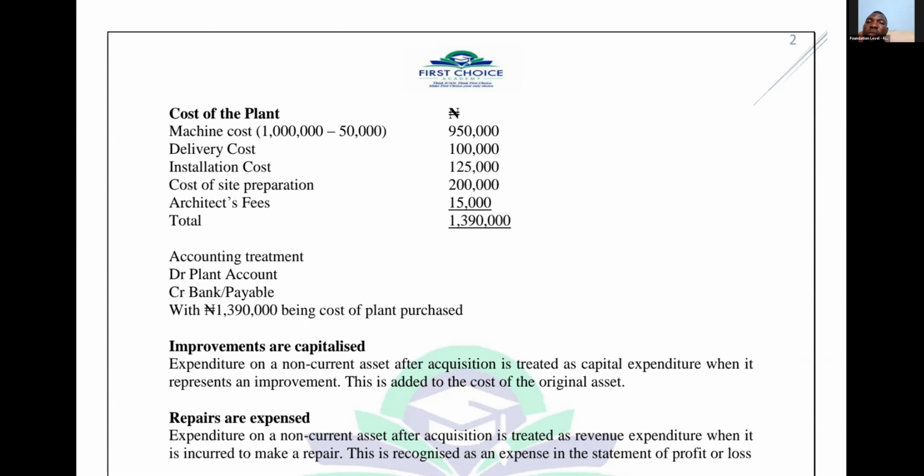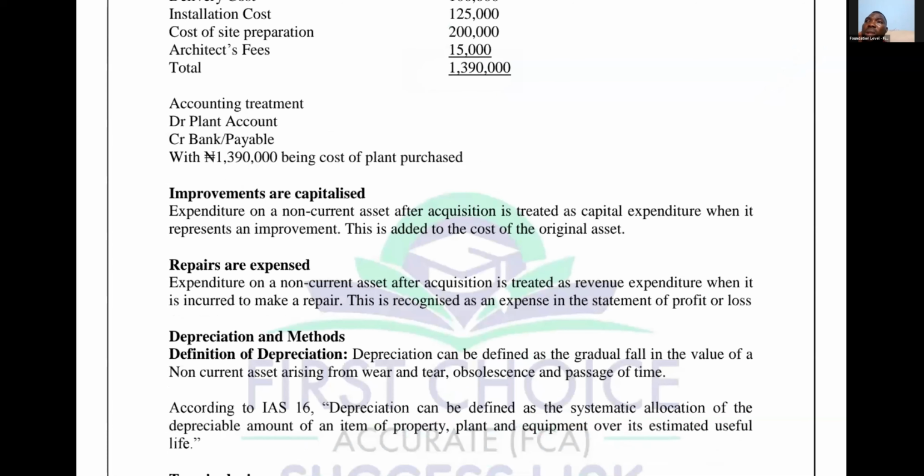Now let's talk about improvements. There are two types of expenses on the asset. We have what we call capital expenditure and we have what we call revenue expenditure. Both of them are on assets. Let's continue with the plants that we have.